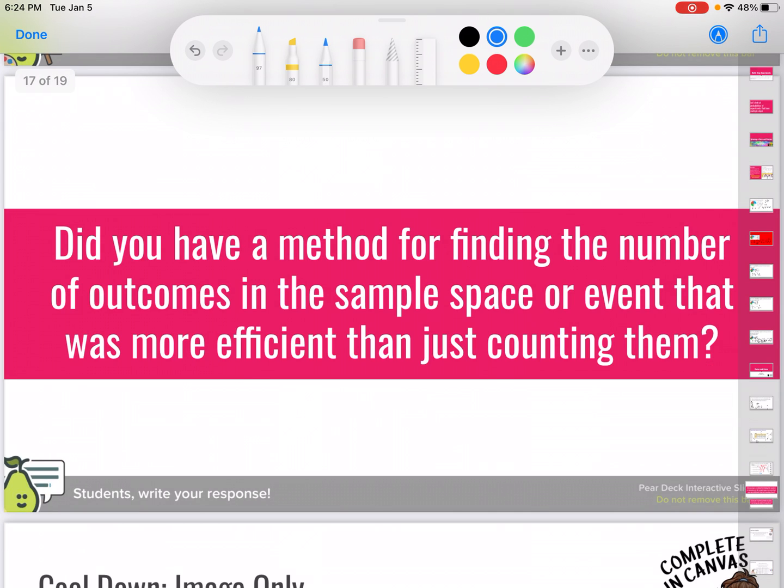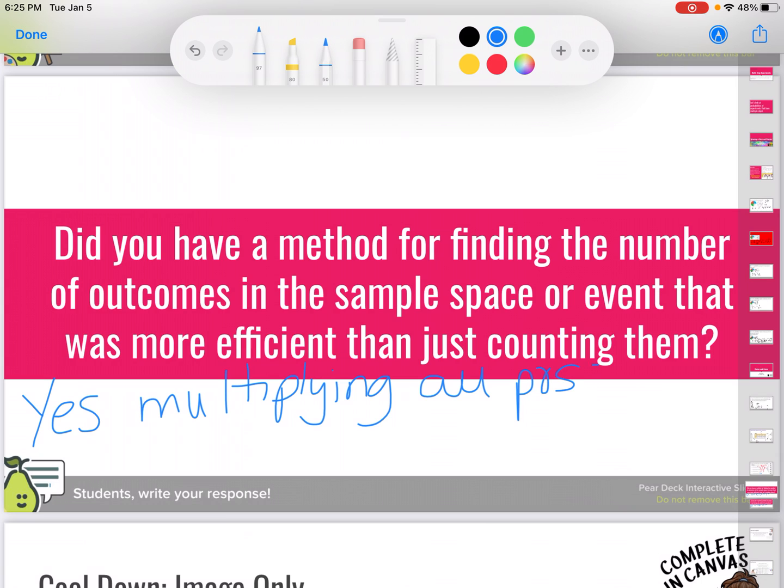All right, did you have a method for finding the number of outcomes in a sample space or an event that was more efficient than just counting them? Yes, multiplying all the possible outcomes in each event.